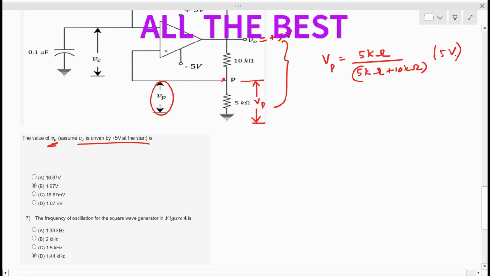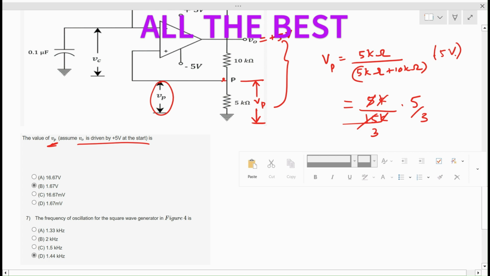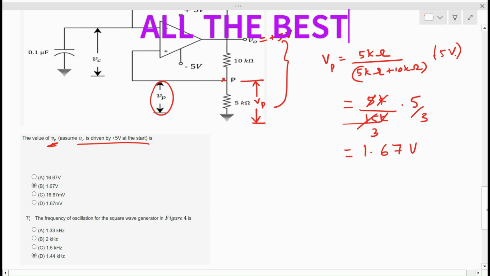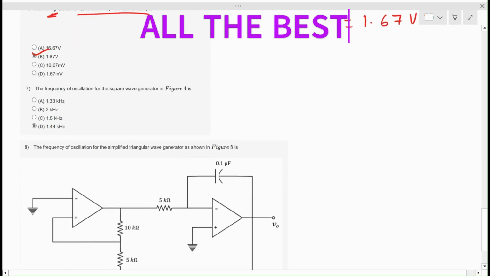I am writing directly. So 5k by 15k into 5. 3k is cancelled and we have 5 by 3. 5 by 3 is 1.67 volt. The option is B. To confuse you, we also have 1.67 millivolt. Here the answer is 1.67 volt. Don't get confused. Okay, so the next question, question number 7.